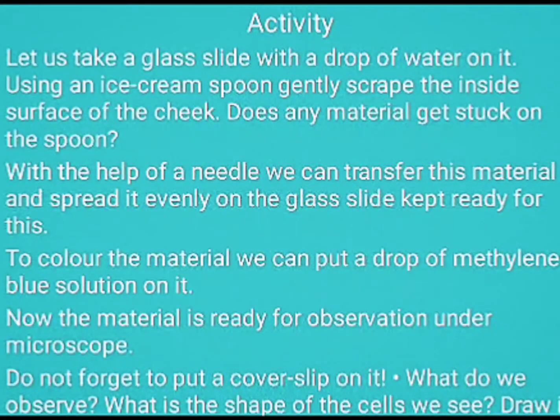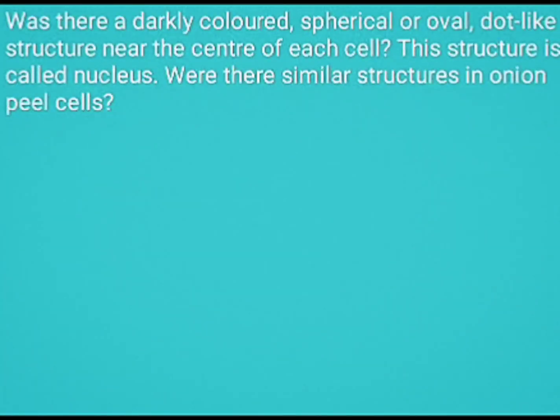We already know what the purpose of a stain is. It is used to color the parts of the cell. Now, the material is ready for observation under a microscope. Do not forget to put a cover slip on it. What do we observe? What is the shape of the cells we see? Draw it on an observation sheet. Was there a darkly colored spherical or oval dot-like structure near the center of each cell? This structure is called the nucleus.